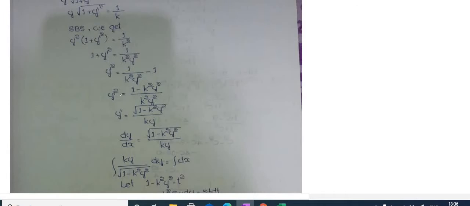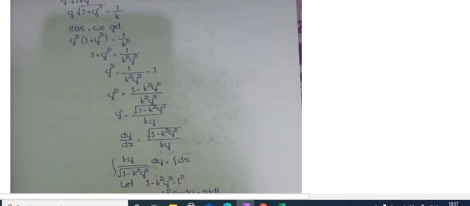So y dash square is there. From this we can get y dash. Take root. Here observe root of k square y square is ky only. Y dash differentiation is y dash means dy by dx. RHS as it is.